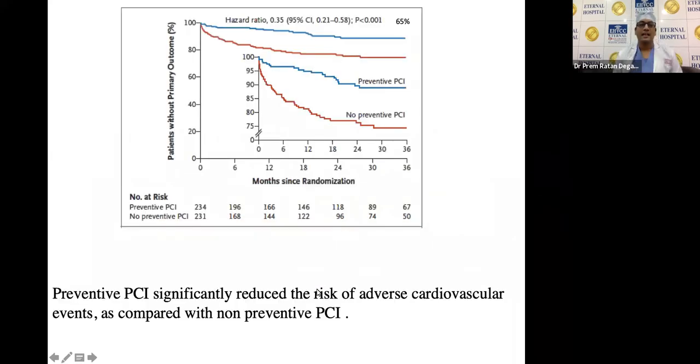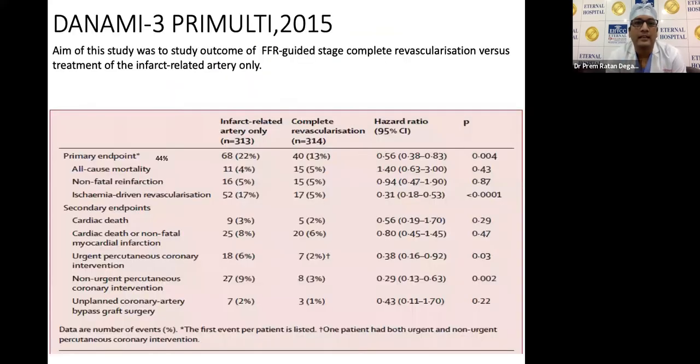So this trial has shown that preventive PCI significantly reduced the risk of adverse cardiovascular events as compared with no preventive PCI. And DANAMI-3 was published in 2015. It also reduced MACE by 44% compared to the infarct-related artery only. But the primary endpoint was non-significant for all-cause mortality and non-fatal MI. And the MACE reduction is primarily from ischemia-driven revascularization.